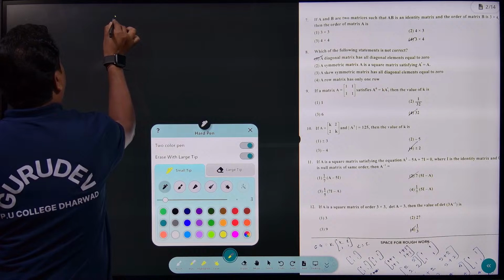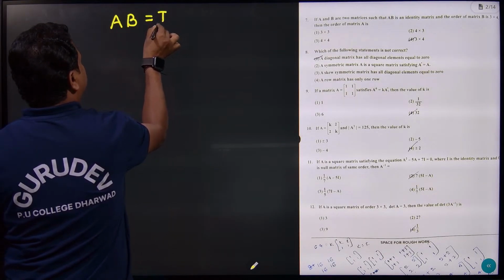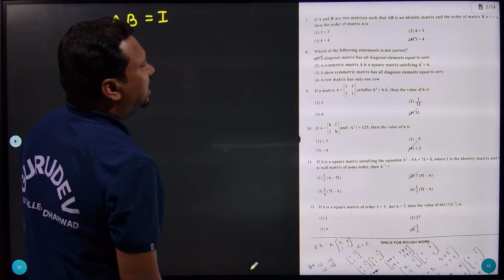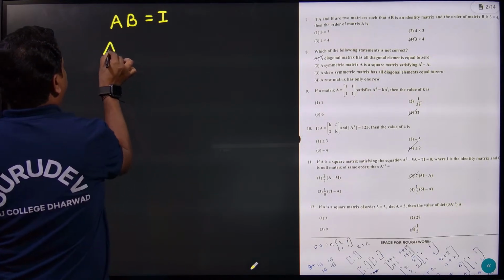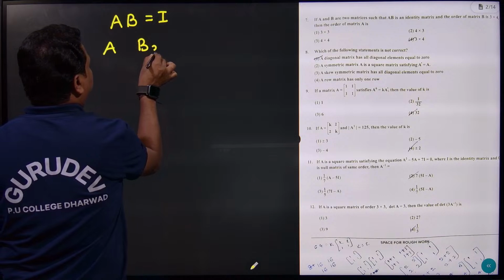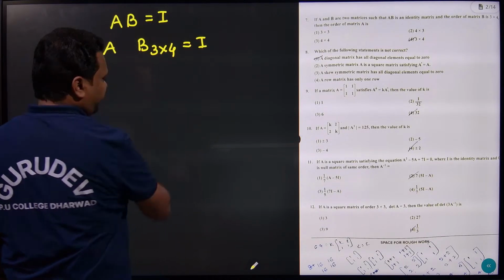What they have given: AB is an identity matrix, AB is equal to I. If the order of the matrix B is given as 3 cross 4, what should be the order of A?